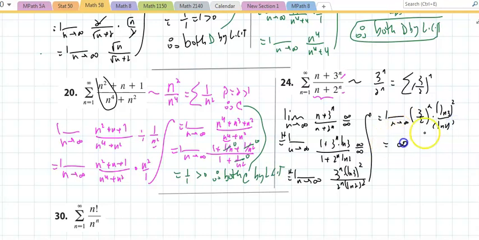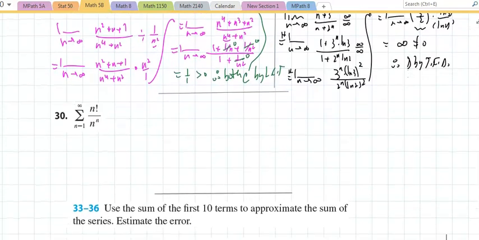This is infinity because this is exponential growth. The common ratio, what do you call it? The base is bigger than 1, which doesn't equal 0, therefore diverge by the test for divergence.